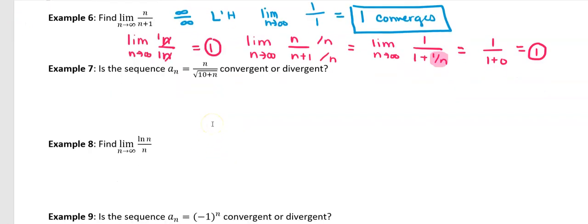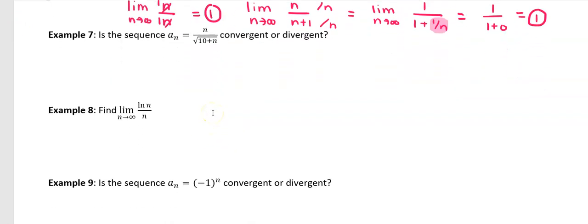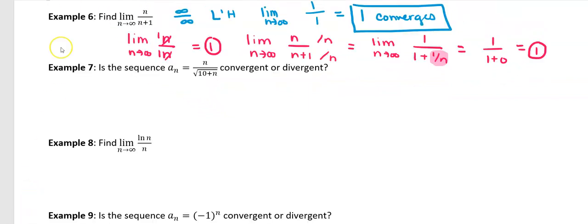Okay, let's look at example 7. Again, this one could be done a few ways. So this one is asking if our sequence is convergent or divergent. That means we need to take the limit as n is approaching infinity of our sequence here. Okay, and when I do that, I see that I would end up with infinity over infinity. So again, it's screaming L'Hopital's rule to me.